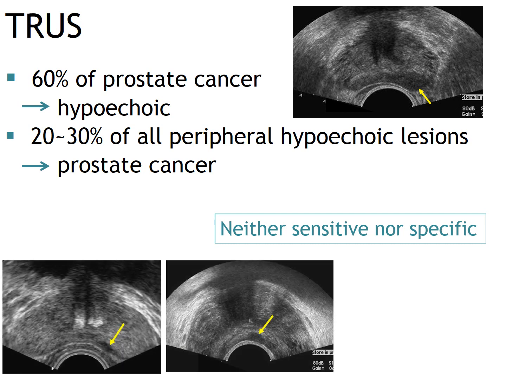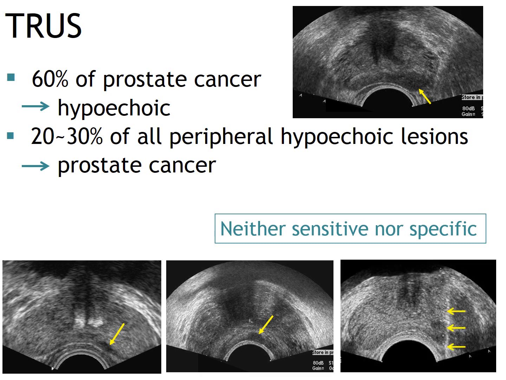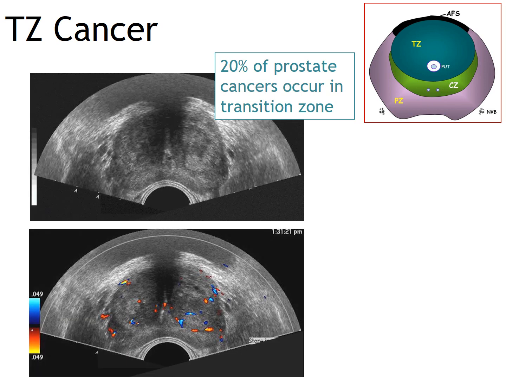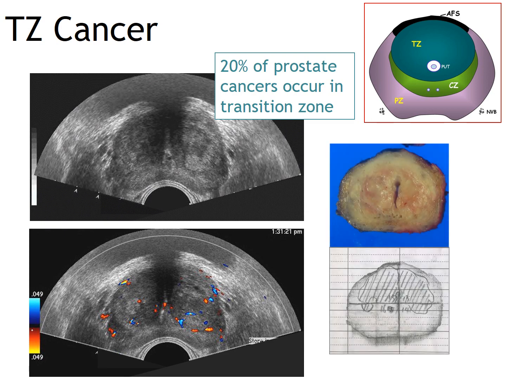Here are two same-looking small hypoechoic lesions in posterior aspect of the prostate. One is cancer and the other is not. We cannot tell which one is which, and always we need biopsy for diagnosis. Transition zone cancer is not uncommon, and about 20% of all prostate cancers occur in transition zone. This is a patient with transition zone cancer, but it is difficult to imagine this whole transition zone is involved by cancer.